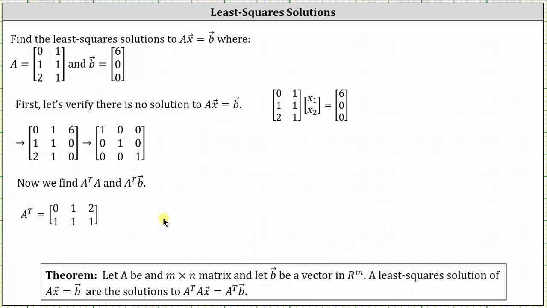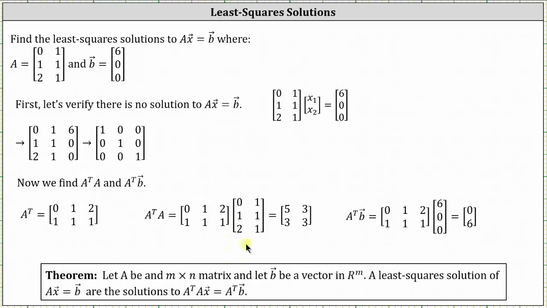So now we need to find A transpose times A, which I've already done here. The result is the 2 by 2 matrix, where the first row is 5, 3, the second row is 3, 3. You may want to pause and verify this product. Next, we find A transpose times vector b, which again I've already done here. The result is the vector written as a column matrix with entries 0, 6.